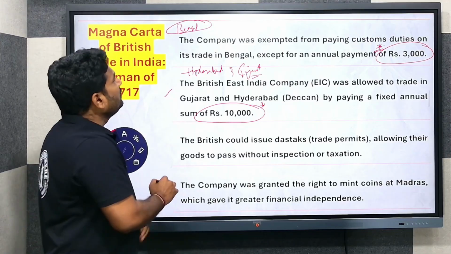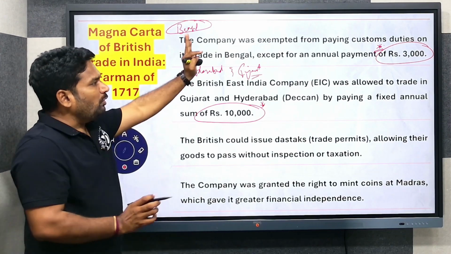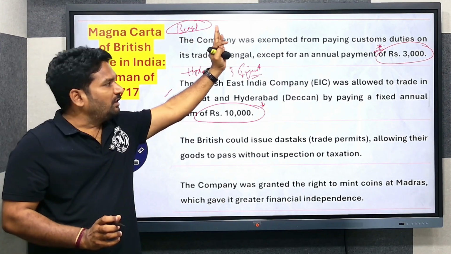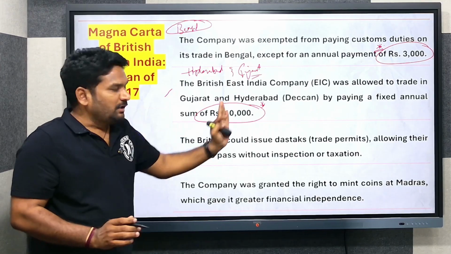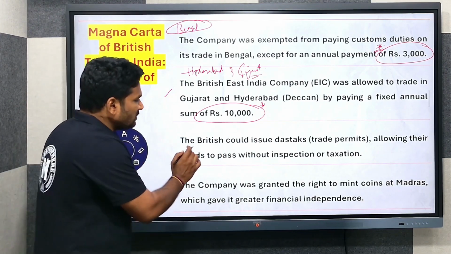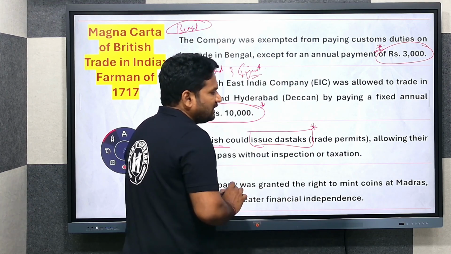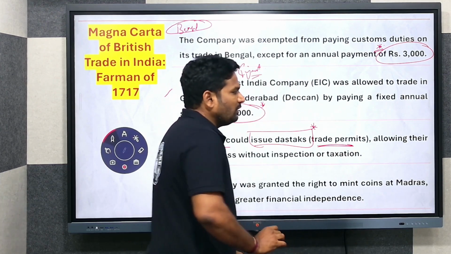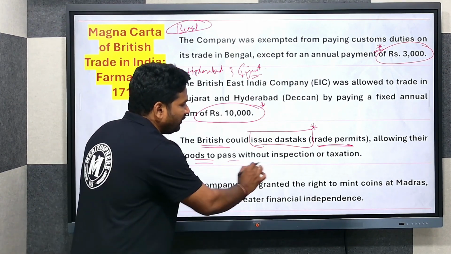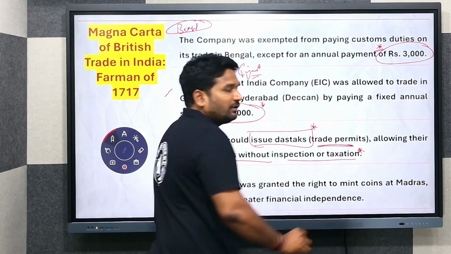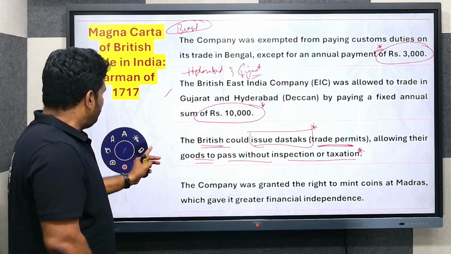Right. So that is the first provision, the second provision. To make the first and second provisions workable, the British could issue dastaks. We will be discussing what these dastaks are. These are nothing but trade permits, allowing their goods to pass without any inspection or taxation. So here, just look into it.